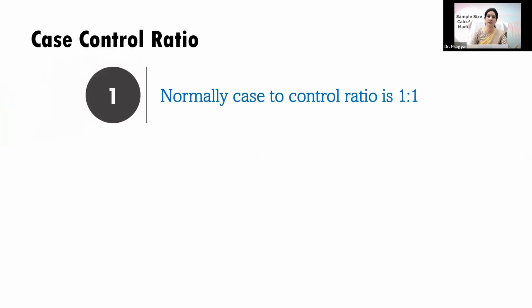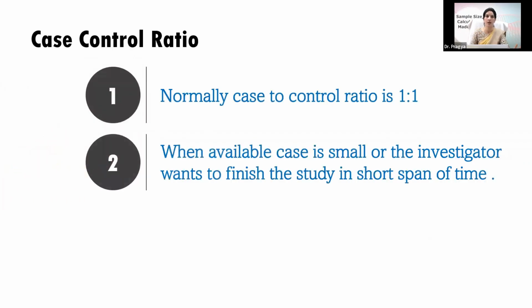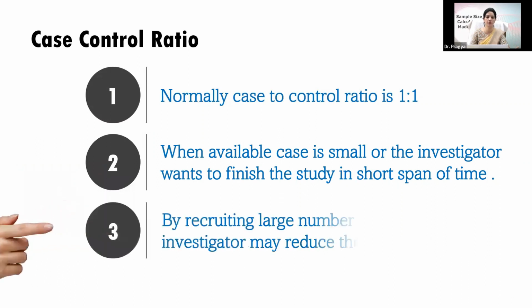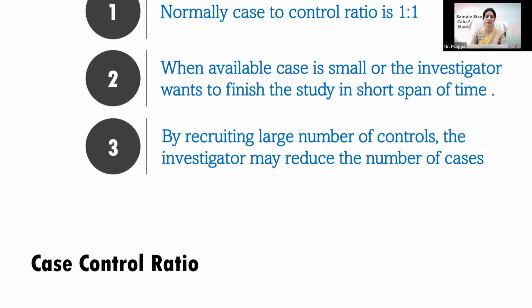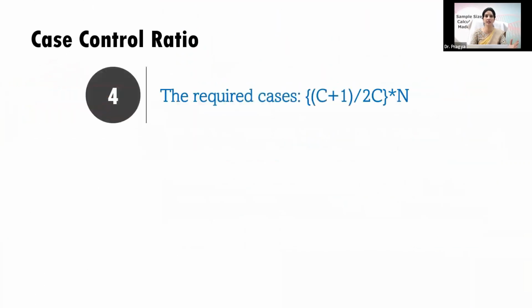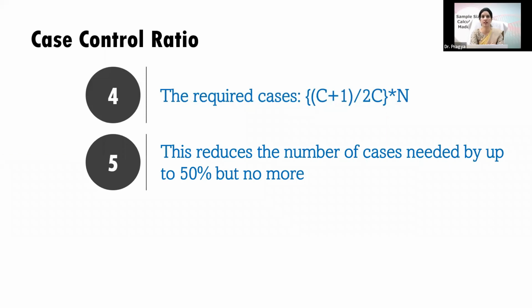Normally the case to control ratio is 1:1. But when the available cases are small or the investigator wants to finish the study in a short period of time, then by recruiting a large number of controls, the investigator may reduce the number of cases. In this case, the required number of cases is (C plus 1) divided by 2C multiplied by N, where C is the number of controls per case and N is the number of cases. So this reduces the number of cases needed by 50%, but it doesn't reduce more than 50%.